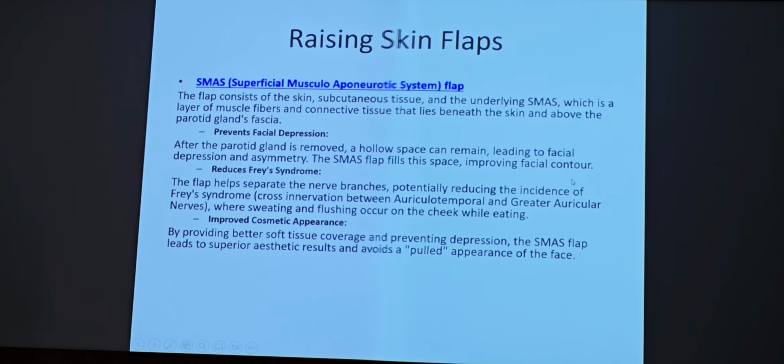And one of the most important steps is raising the SMAS flap. Why do you raise this flap? It's a thick flap that contains superficial muscle fibers, the connective tissue and the skin on top. And why do you need to raise a thick flap? Because that will add cosmesis to it. Once the gland is removed, there will be a defect in the face, so that can prevent the facial depression.